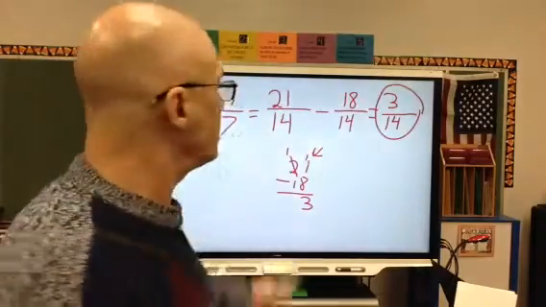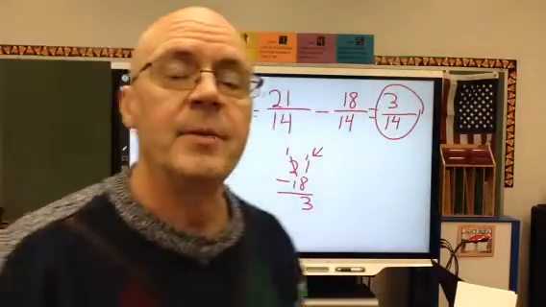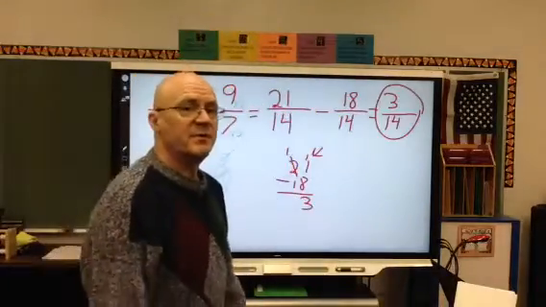It is also in simplest form. 3 is a prime number, and 14 is not divisible by 3.